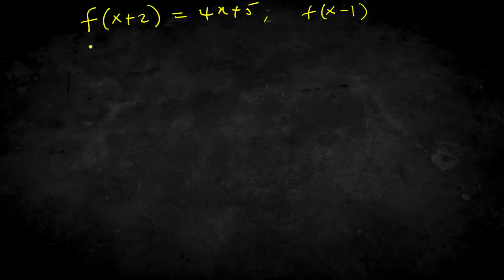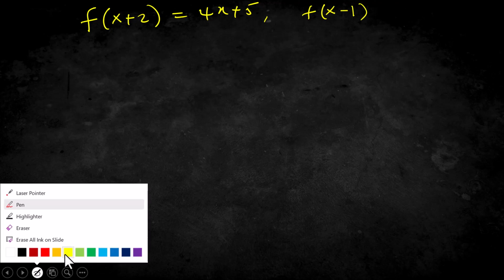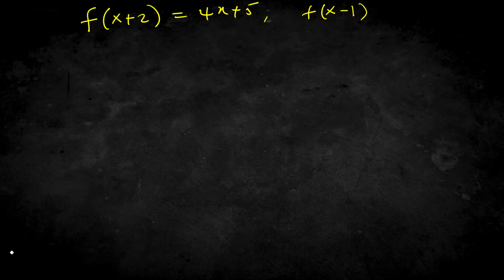We are given f of x plus 2 equals 4x plus 5. We have to find f of x minus 1. Okay, now let's not rush into this. This one looks very complicated, but we will try as much as possible to provide a solution to this problem.